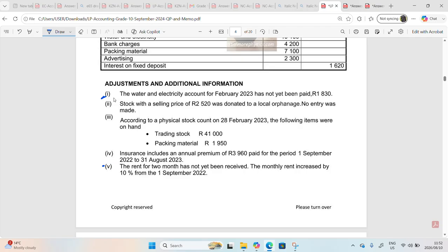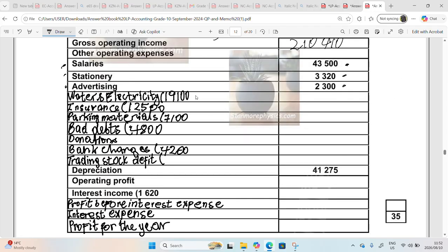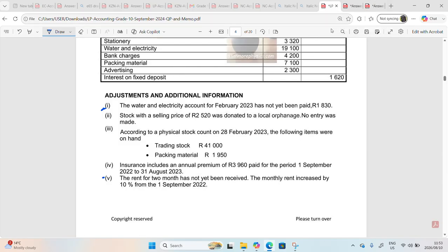So we have an accrued expense, all right? You're going to take your water and electricity from the trial balance, 19,100. We add that 1,830. Why? This is an accrued expense. So we add 1,830 accrued expense. All right, so you press your calculator and you should get 20,930.